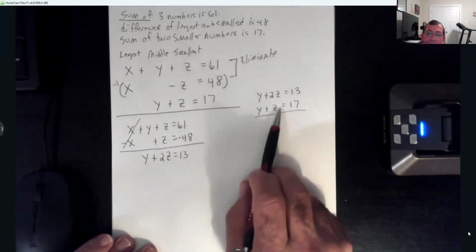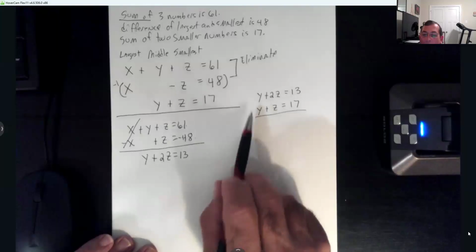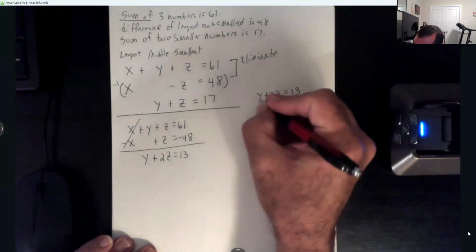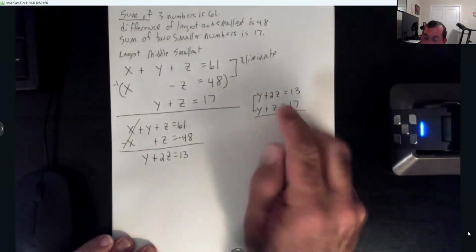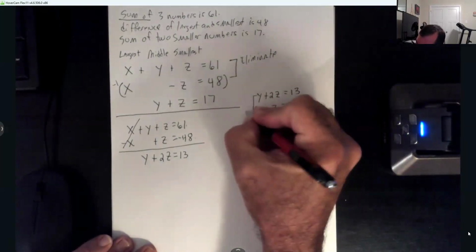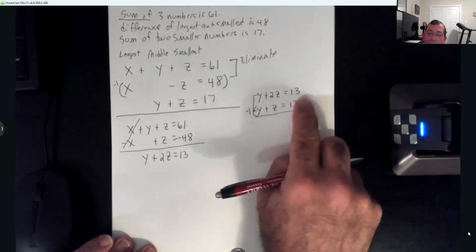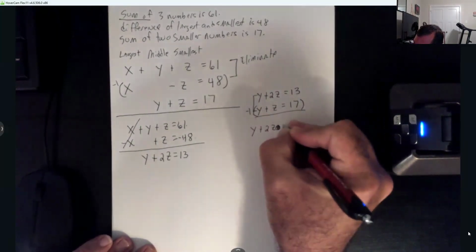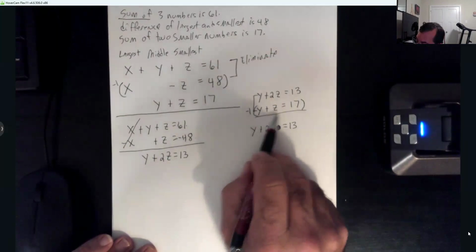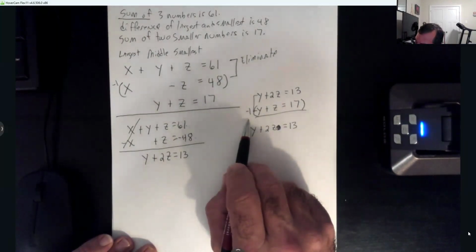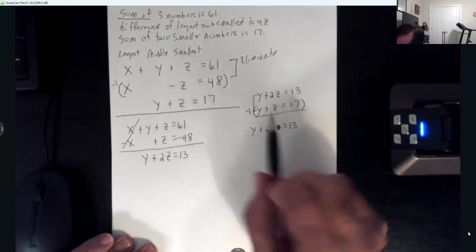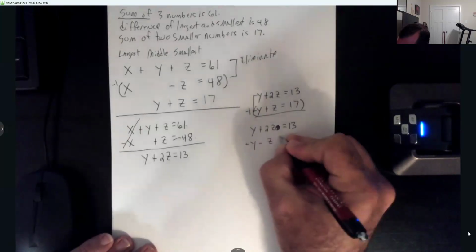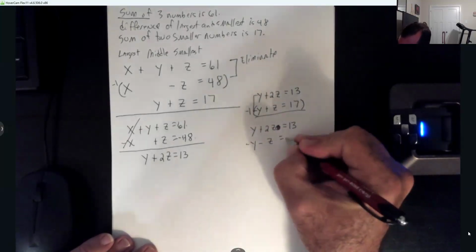All right, so you've got two equations here. I'm going to eliminate either the y or the z. I think here I'm going to eliminate the y by multiplying this second equation by -1. So leave the first equation as it is. Now multiplying by the negative makes that a negative y there, a negative z, and a negative 17.